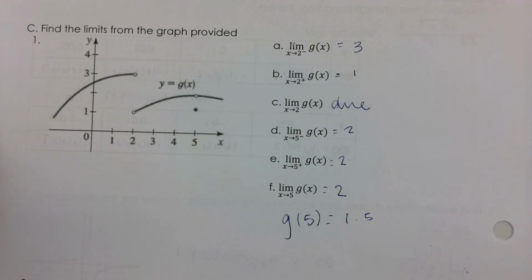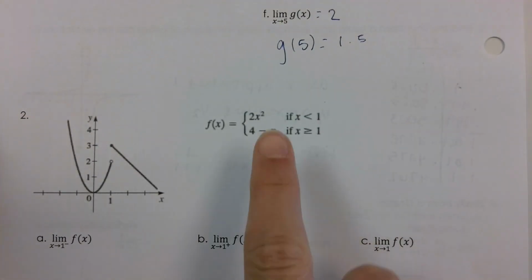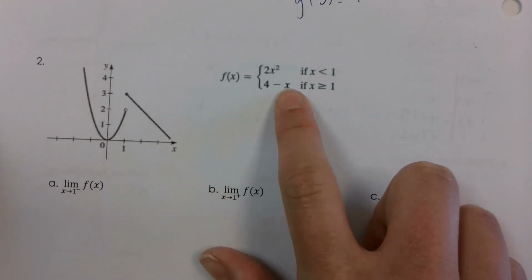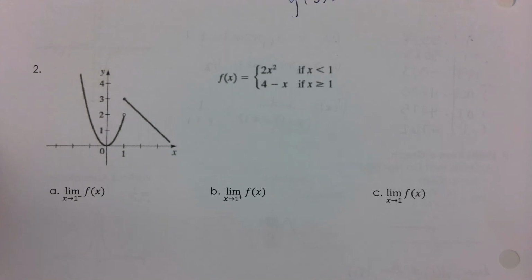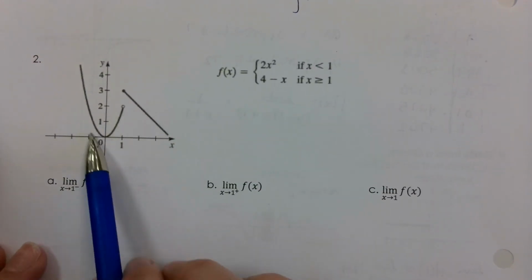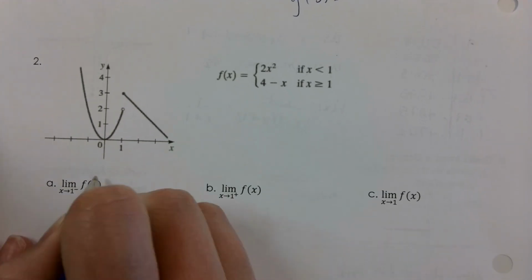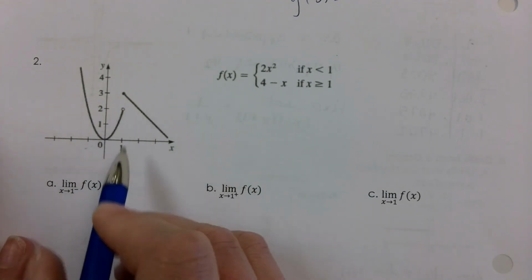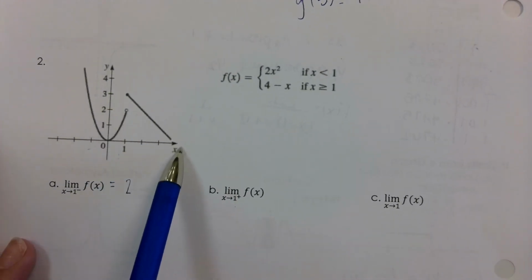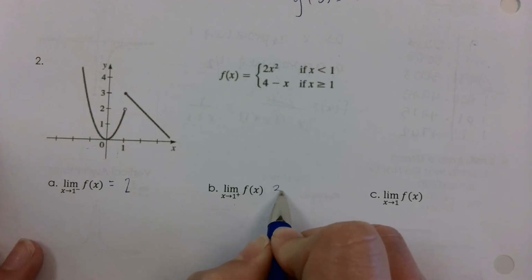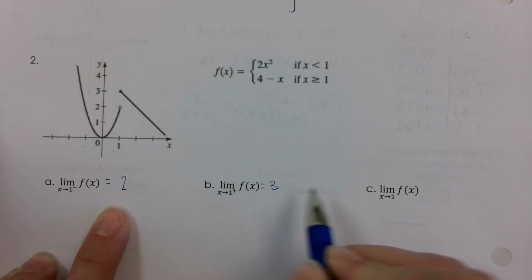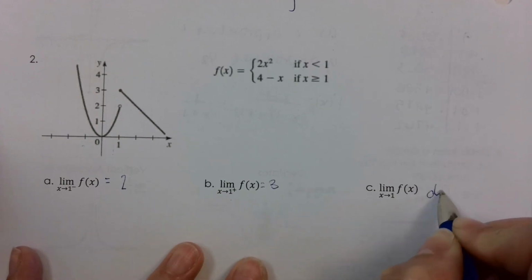Alright, so we are almost done. On the bottom set, you're given a piecewise function up here, which as long as you have the graph, you don't necessarily need, but it's there in case you want it. So we're looking at the limit as x approaches 1 from the left. Looking at 1, coming in from the left, what are we approaching? 2. And then looking at 1 from the right, what are you approaching? 3. So then the general limit, are these two numbers the same? No, so what would we say? Does not exist.